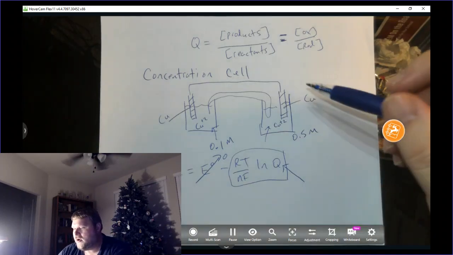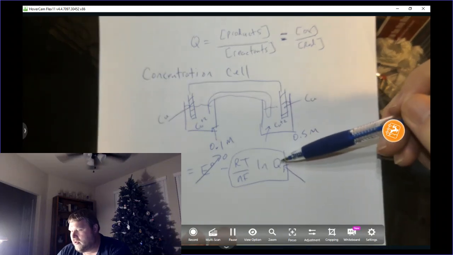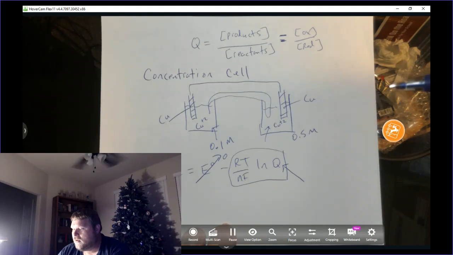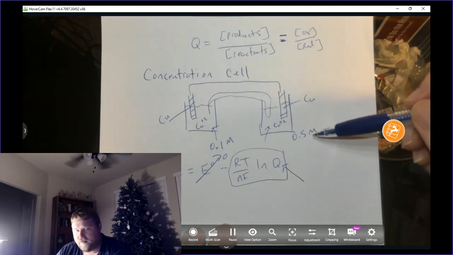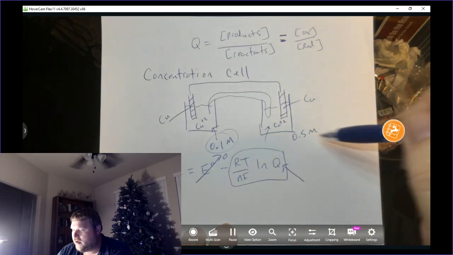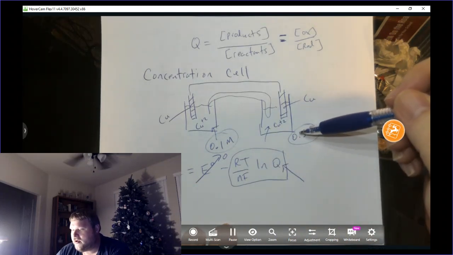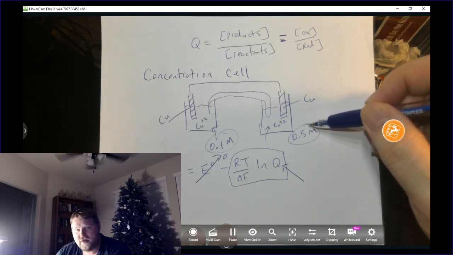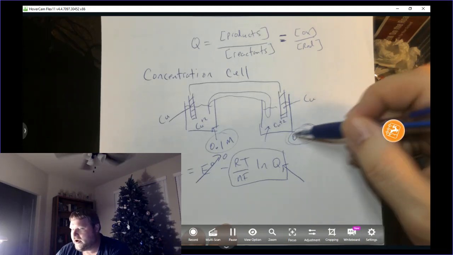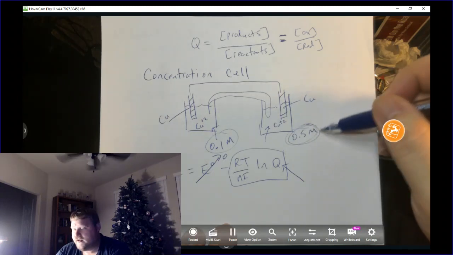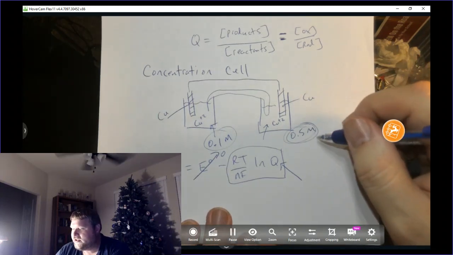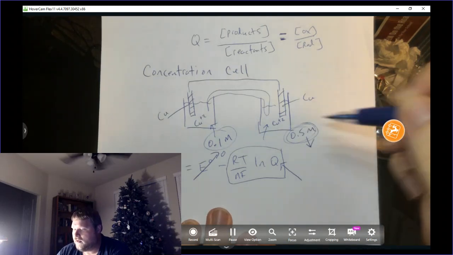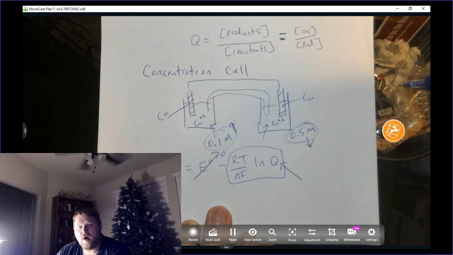Now if we think about it, what direction is it going to go? Let me restate that. If we look at our example here, we have a 0.1 molar and a 0.5 molar. We're going to get current to flow and ions to be converted into solids until these molarities are equal. They want to get to that equilibrium. So we're going to see here, this concentration needs to go down, and over here, this one needs to go up. And they'll meet in the middle somewhere.